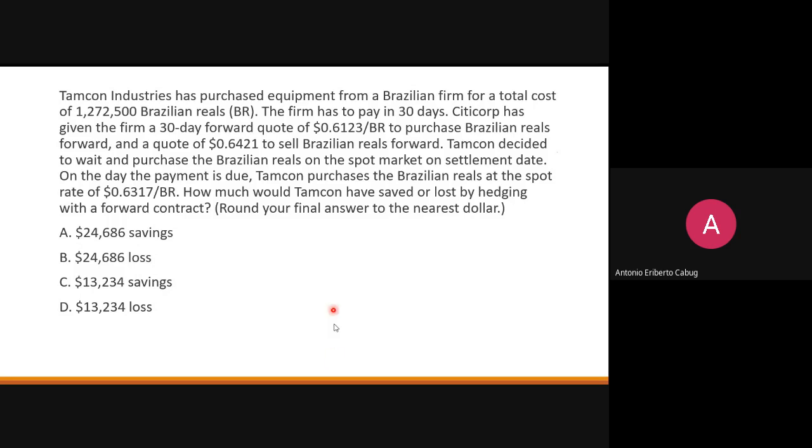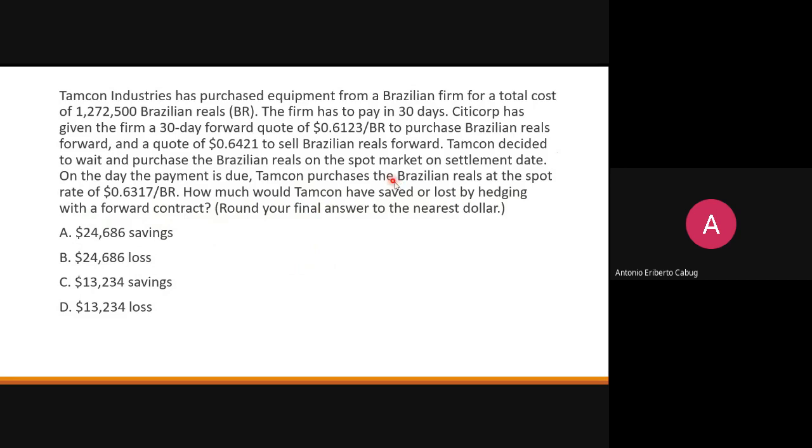Okay, paiba-iba. Okay, let me reiterate the question. Uulitin ko ang tanong. How much would Tamcon have saved or lost by hedging with a forward contract? What Tamcon did was it hedged with a forward contract. Yun yung ginawa niya, yung assumption.